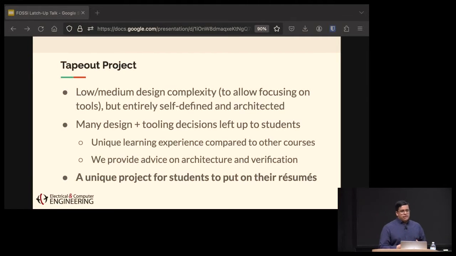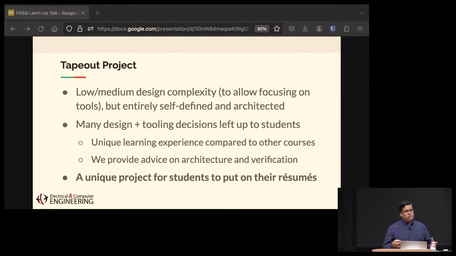We try to encourage students to keep a low or medium design complexity. We give them that same few thousand standard cells worth of area from Tiny Tapeout, but their projects are entirely self-defined. We don't tell them what they should build. They get to choose their project. They get to choose how to architect it, which I think is a very unique learning experience compared to a lot of courses. Most university courses, you're given a sequence of assignments to do. There's always a correct answer.